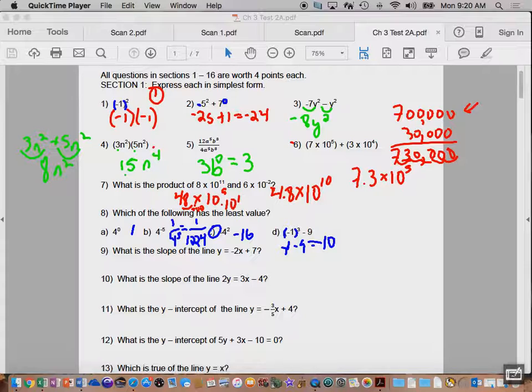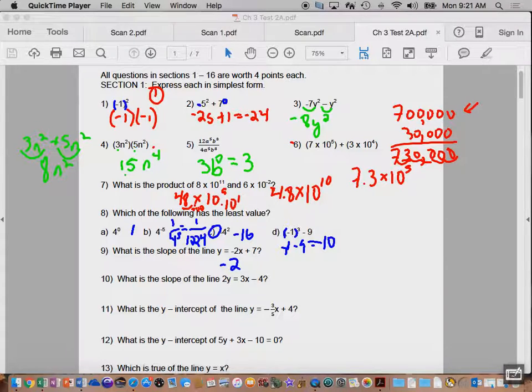Okay? What's the slope of the line? Negative 2. It's always the number in front of the x. And a lot of kids on the test, way too many, wrote negative 2x. You cannot write negative 2x, it just has to be negative 2.